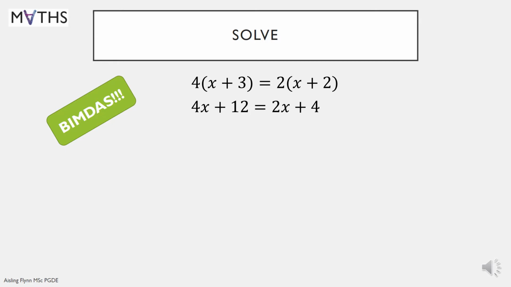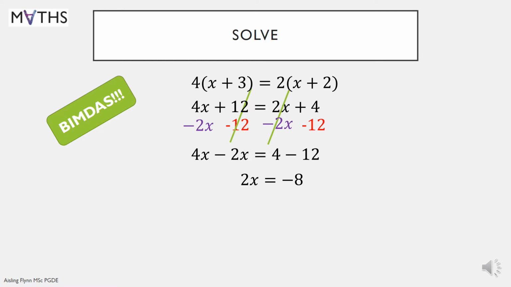Okay, so now to solve for our x. We're going to remove or take 12 from the left and make the same change to the right. So taking 12 from both sides, and we're going to take the 2x from the right and make the same change to the left. Okay, and when that is done, this is what our equation looks like. On the left 4x take 2x, on the right 4 minus 12. Okay, and sorting that out, we have 2x equals minus 8.